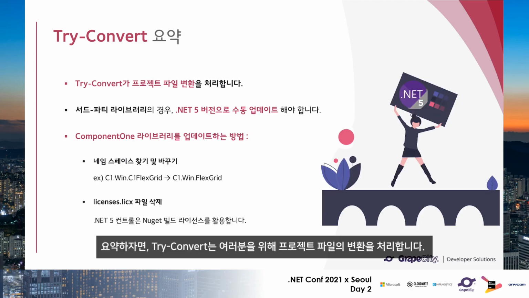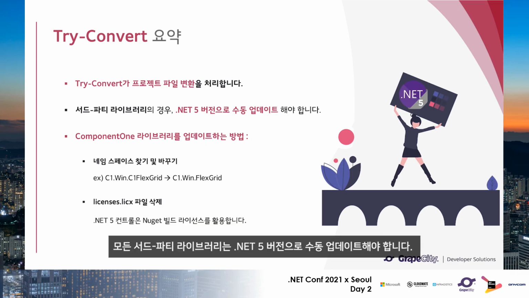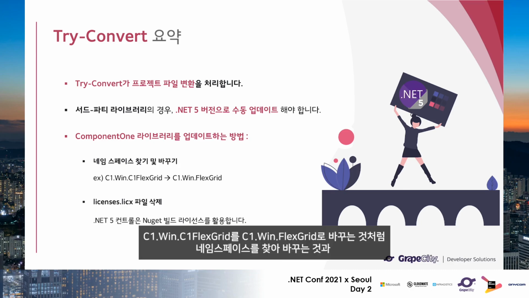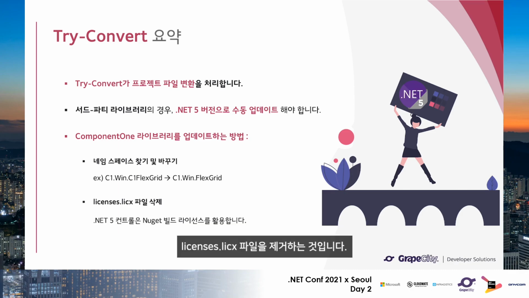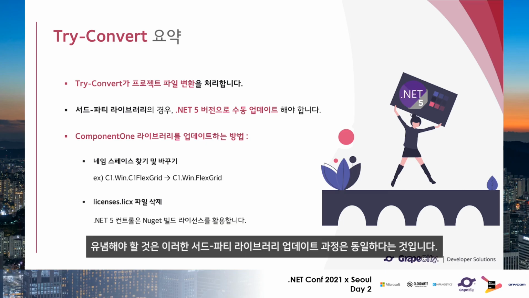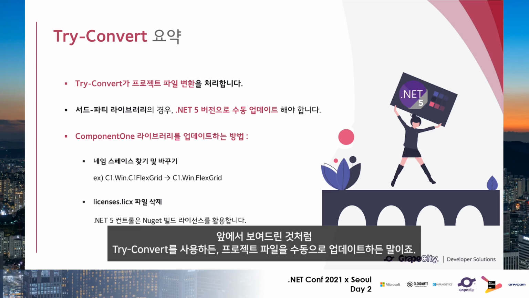So to recap, try-convert will handle converting the project file for you. You need to manually update all third-party libraries to the .NET 5 versions. For ComponentOne libraries specifically, the steps to migrate are to find and replace the namespaces, like c1.win.c1flexgrid to c1.win.flexgrid. Also, you can remove the licenses.licx file to use the new licensing that depends on NuGet build scripts. Also, keep in mind that this process to update third-party libraries is the same whether you use the try-convert tool or if you manually update the project file as I demonstrated earlier.